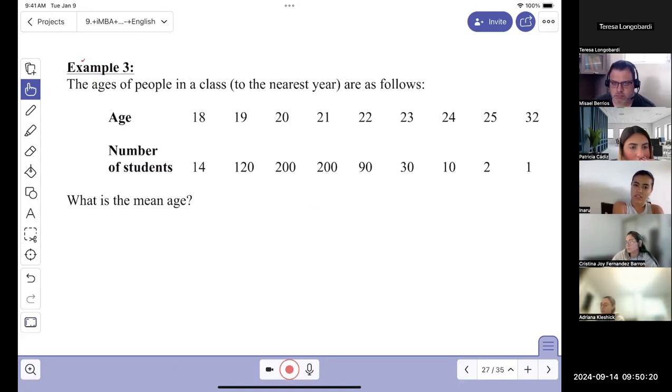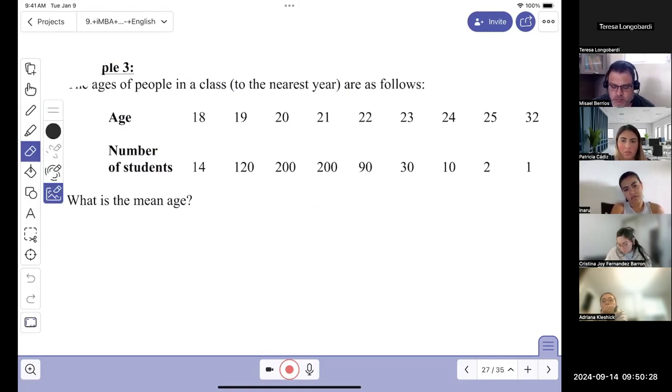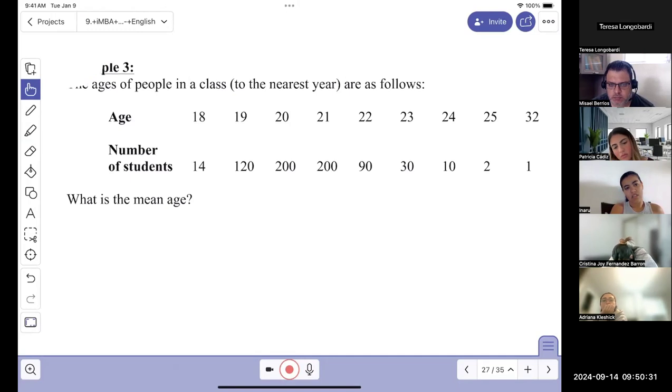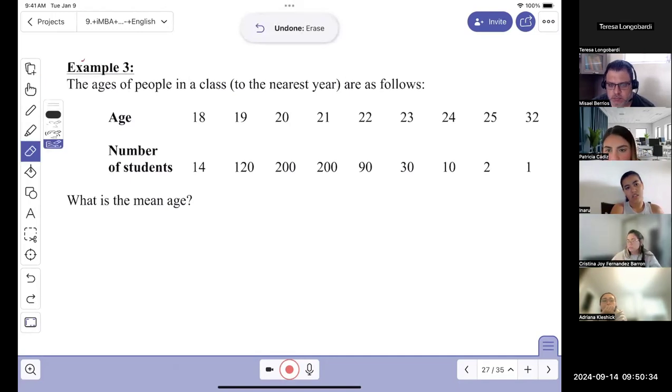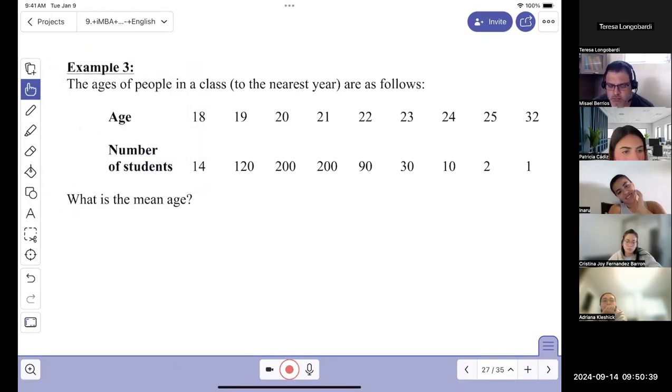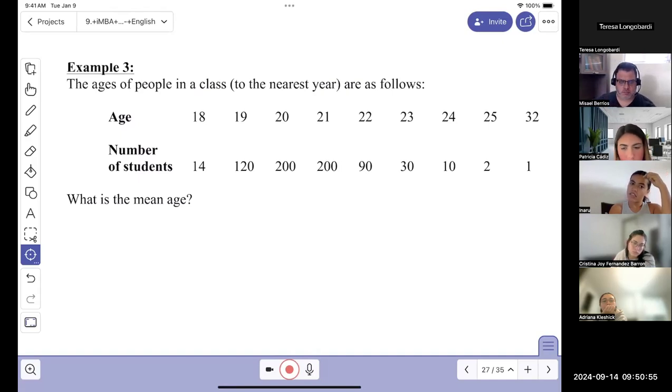So this one shows you the ages of people in the class. Is this so clear in your head now, what's the weight and what's the score? Which one is going to give you the weight and which one is going to give you the score? Which is the variable that we're interested in? That's going to help clear this up for you.